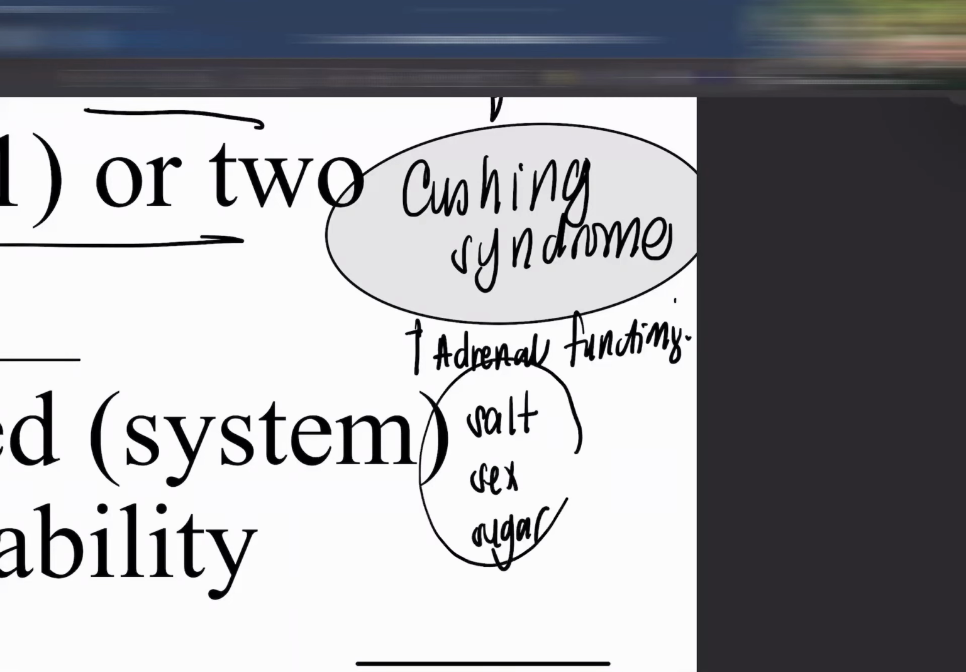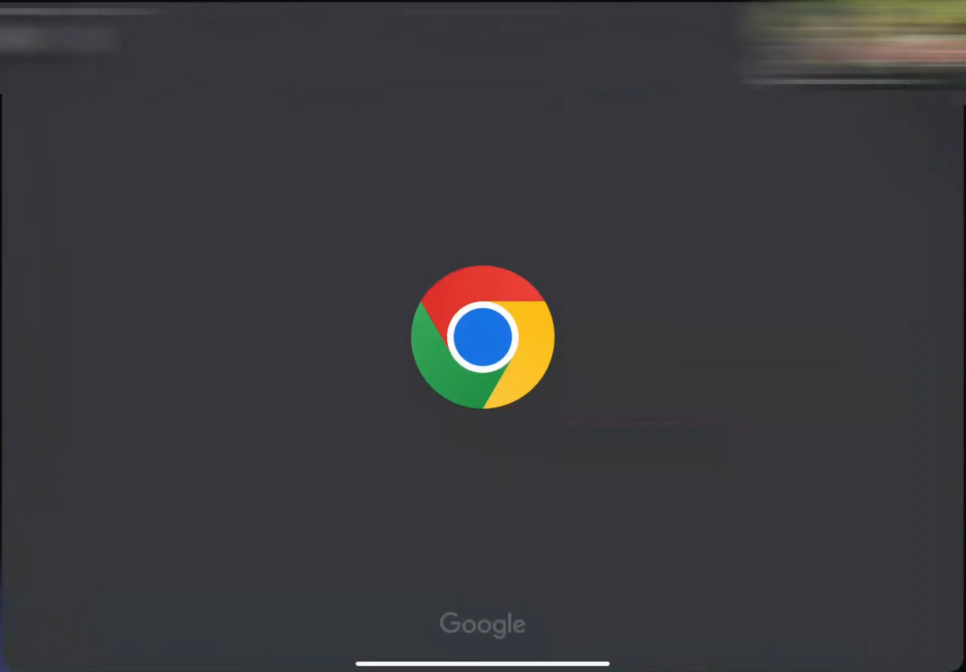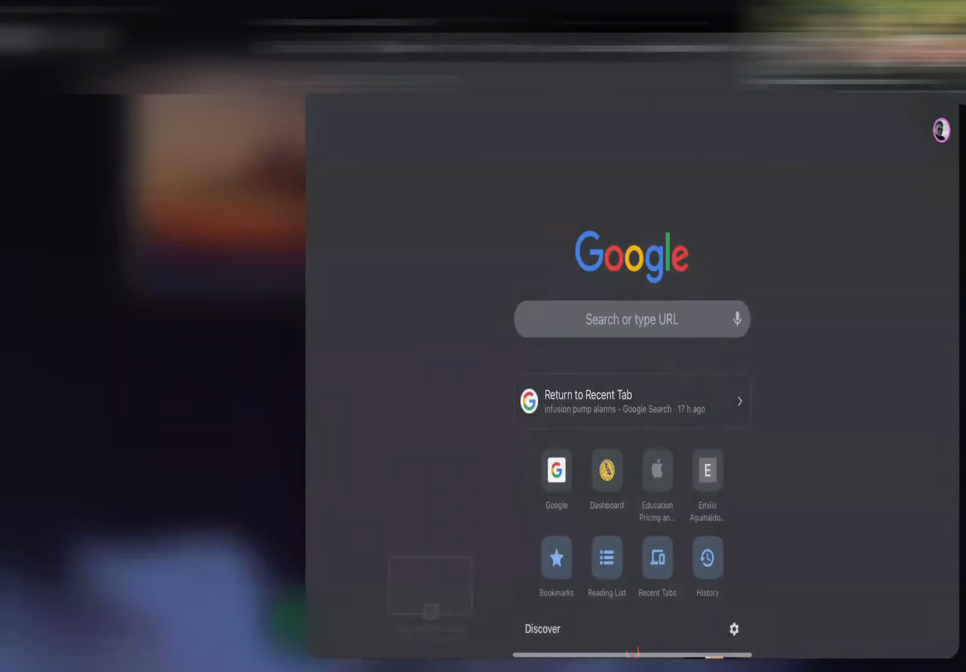Okay, these are the three hormones class. I use this mnemonic to remember the three hormones of your adrenal glands. Okay, or let me see. Ay, hindi naka-prepare yung Google. Okay.